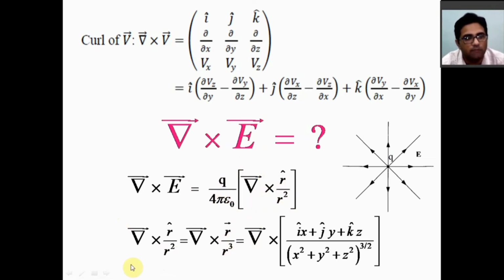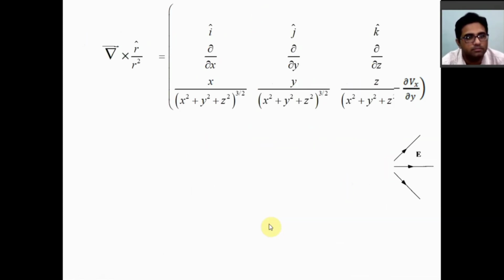So that means we have to operate this curl on r vector by r cube, and r vector you know is i cap x plus j cap y plus k cap z, and r means root over x square plus y square plus z square, right? So let's do this operation.